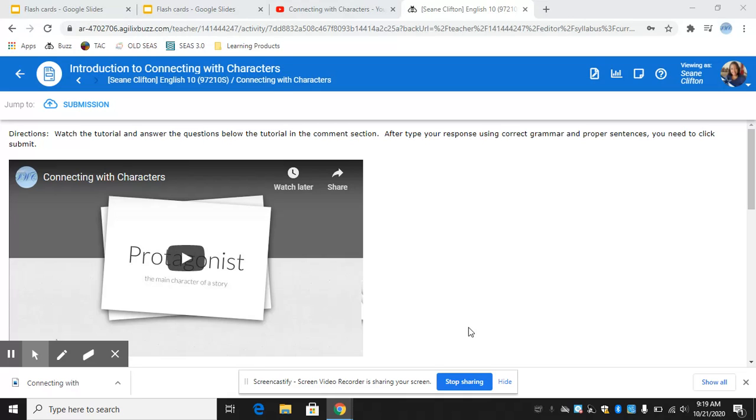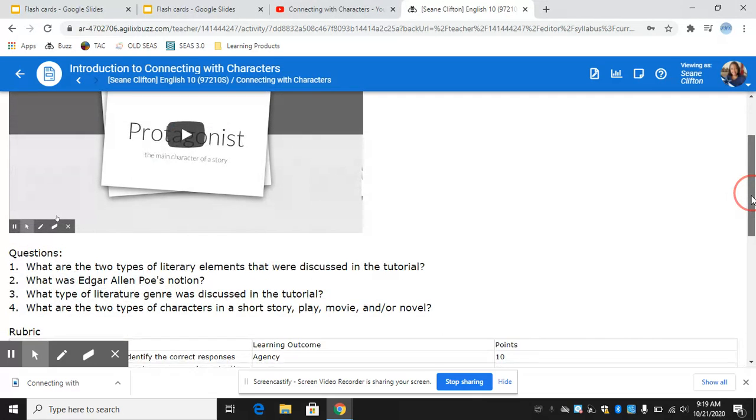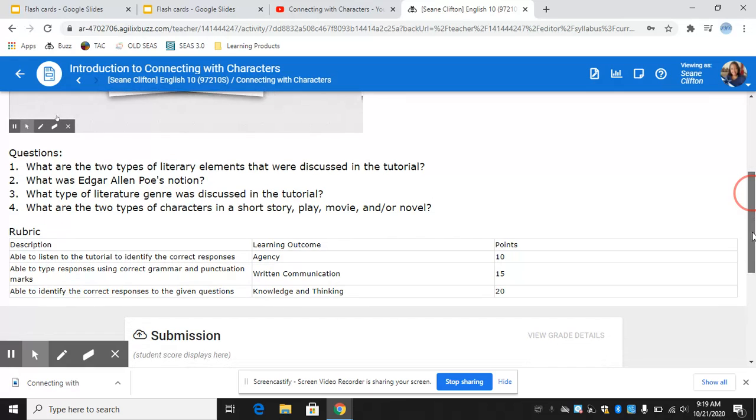So the first thing you need to do is watch your tutorial. Once you've watched the tutorial, you need to answer the 4 questions. Number 1, what are the 2 types of literary elements that were discussed in the tutorial? Number 2, what was Edgar Allan Poe, who is an old author, what was his notion? Number 3, what type of literature genre was discussed in the tutorial? And number 4, what are the 2 types of characters in a short story, play, movie, and or novel? So those are the questions that you need to be able to answer.